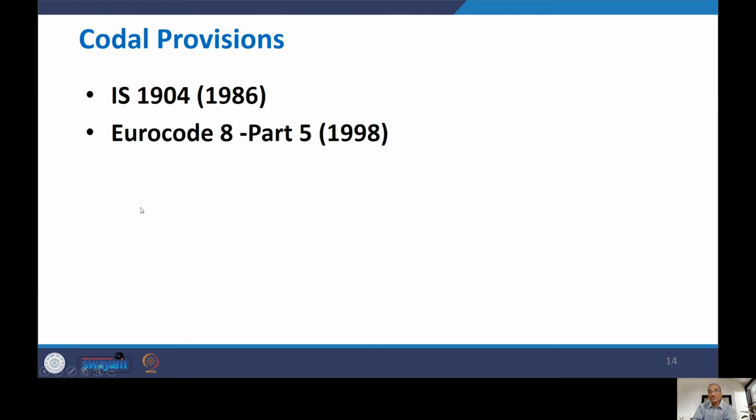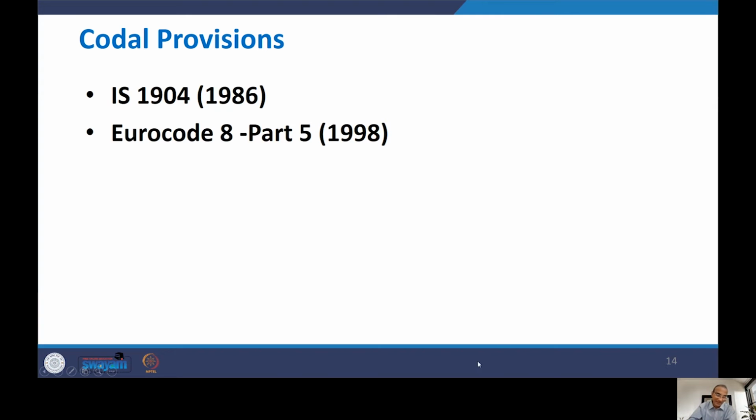Now let's discuss what is the provision given for IS codes, the Codal provisions. We are going to discuss 2 Codal provisions. One is from Indian Standard Code 1904, published in 1986, and Eurocode 8 Part 5, which is published in 1998. So what this says about the design of foundation on the slopes.